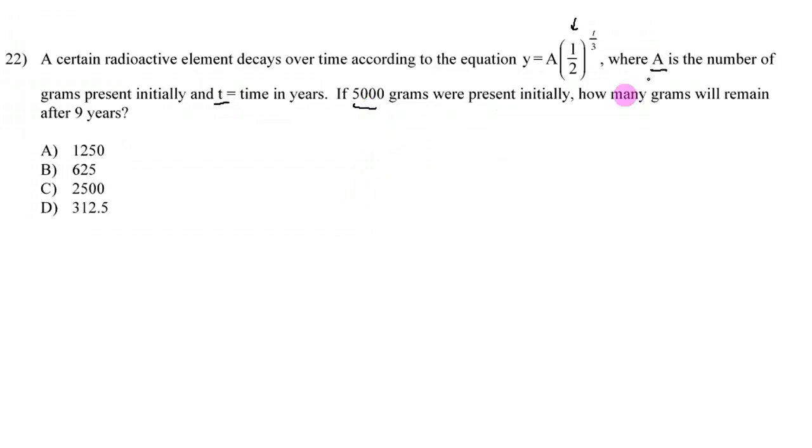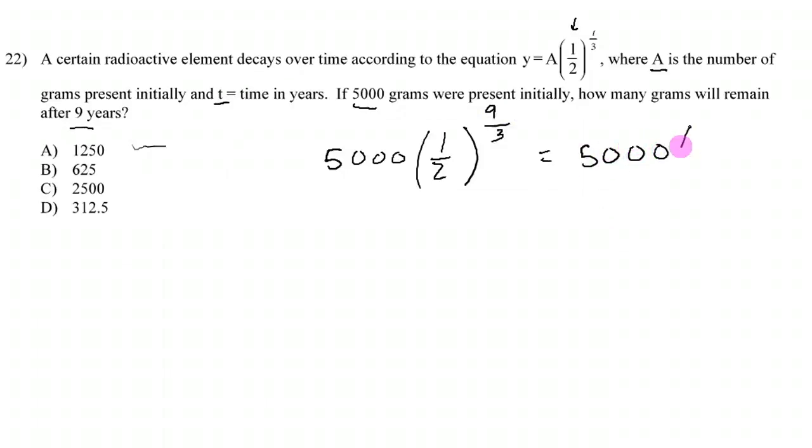So what does that mean? I plug that into A, because that's what A represents. So I plug in 5,000 for A. Then we have 1/2 to the T over 3 power. Well, T is the time in years, and then they tell us that the time in years is 9, so it's just 9 over 3. Now we could do the third root into the ninth power, but that's a lot harder than just simplifying that fraction. 9 divided by 3 is 3. So this is just 5,000 times 1/2 to the third power.